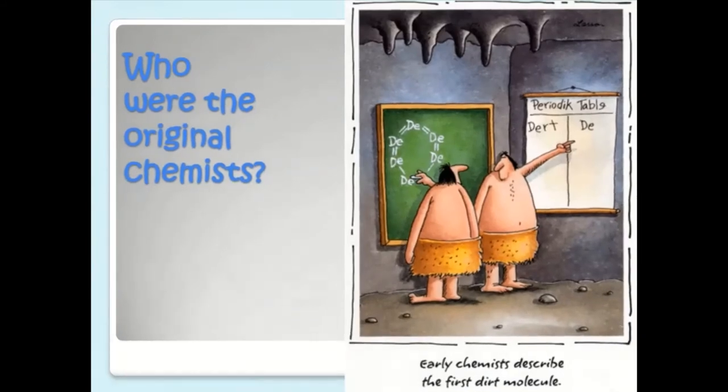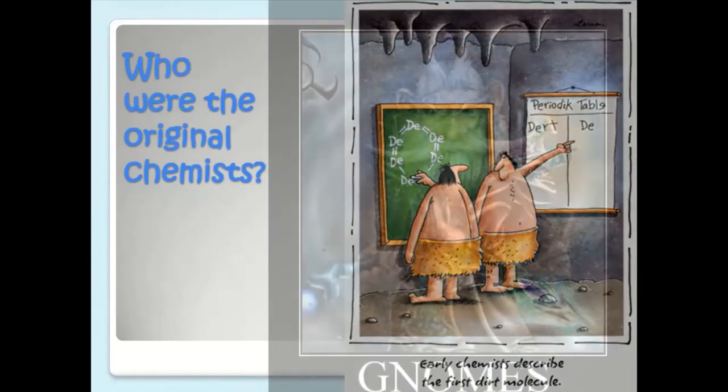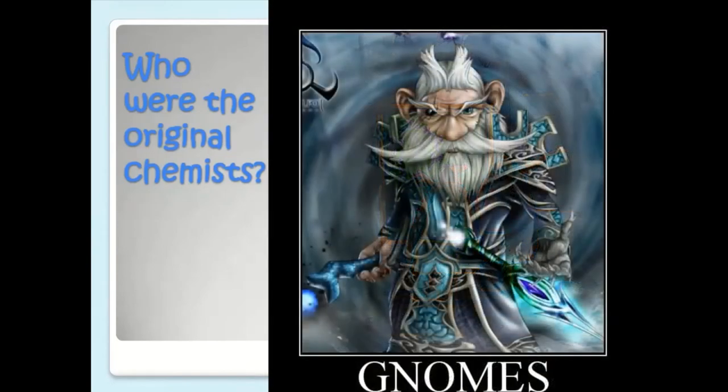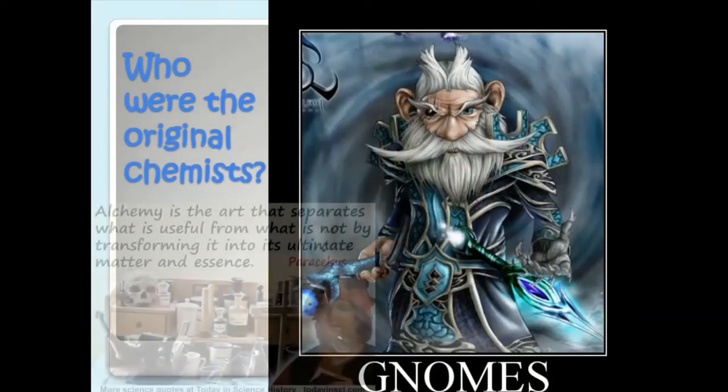So who are the original chemists? I could go on about the elements for hours and hours, and I already probably have. Well, it's the gnomes. I already told you that. They're associated with the elemental of earth.